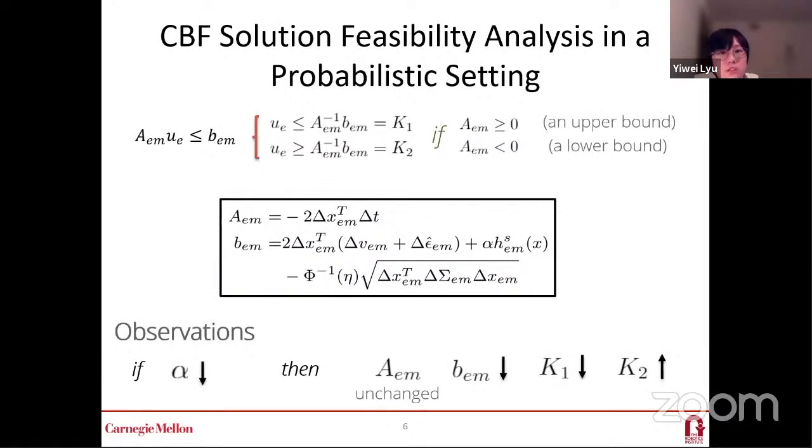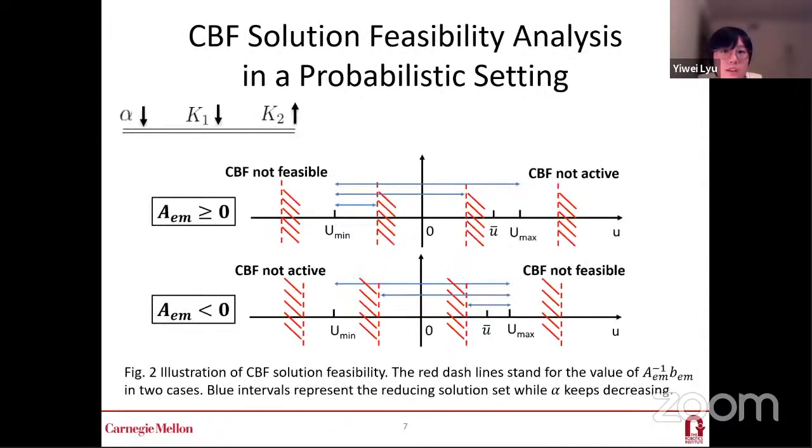With the expressions of the A term and B term as state-dependent variables, through observations we can see how the derived bound will change if we change the value of alpha. And here's the visualization. We use the red dashed lines to represent the derived bound of the decreased upper bound and increased lower bound. And we can see the blue intervals represent the reducing solution set while alpha keeps decreasing.